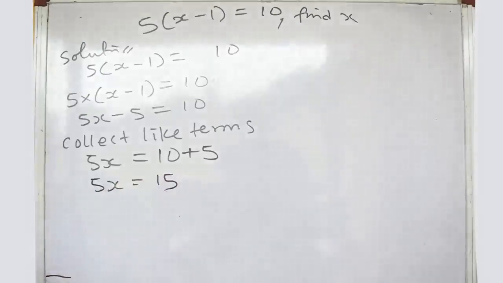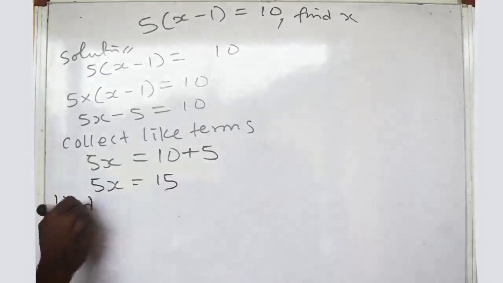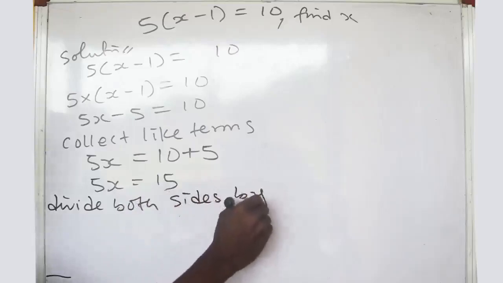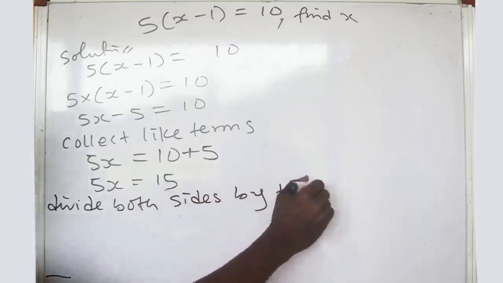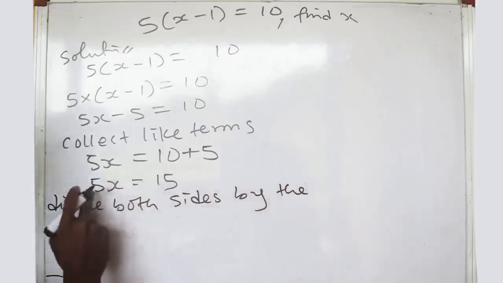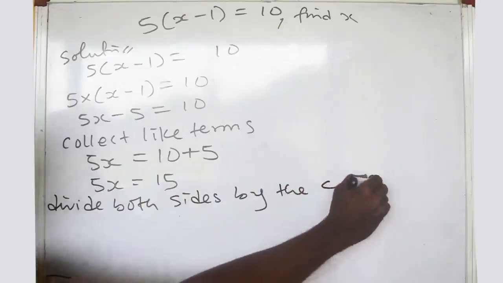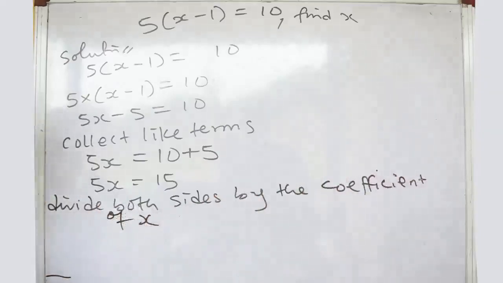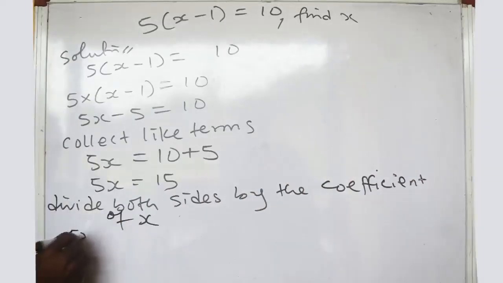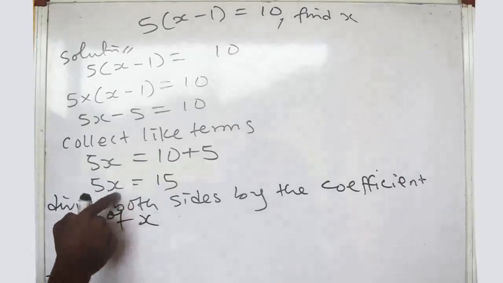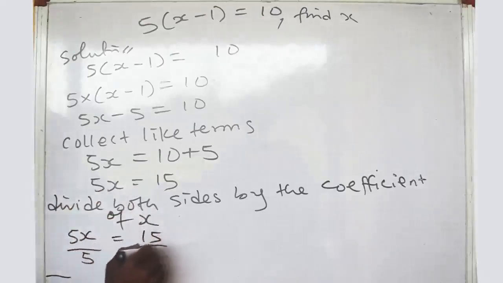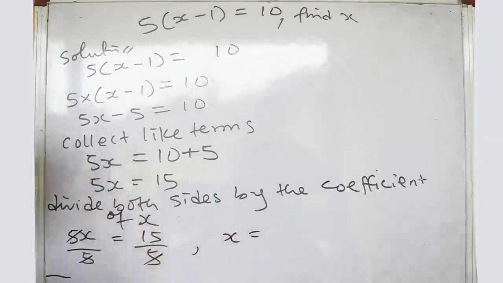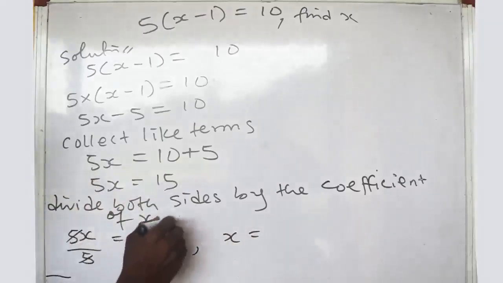We are looking for x, we are not looking for 5x. We say divide both sides by the coefficient. I could say by 5, or I could also say by the coefficient of x. See the same thing. So in this regard, we have 5x divided by 5, because the coefficient of x here is 5, equal to this 15 divided by 5. 5 cancels 5, x falls down, equal to 5 cancel itself is 1, 5 cancels 15 will give us 3.